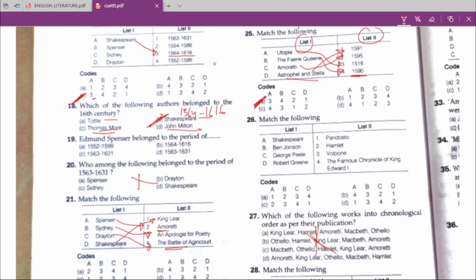Shakespeare, Ben Jonson, George Peele, Robert Greene, and there are some works of those authors. Shakespeare has written Hamlet, whereas Ben Jonson has written Poetaster, George Peele has written The Famous Chronicle of King Edward the First, and Robert Greene has written Pandosto.